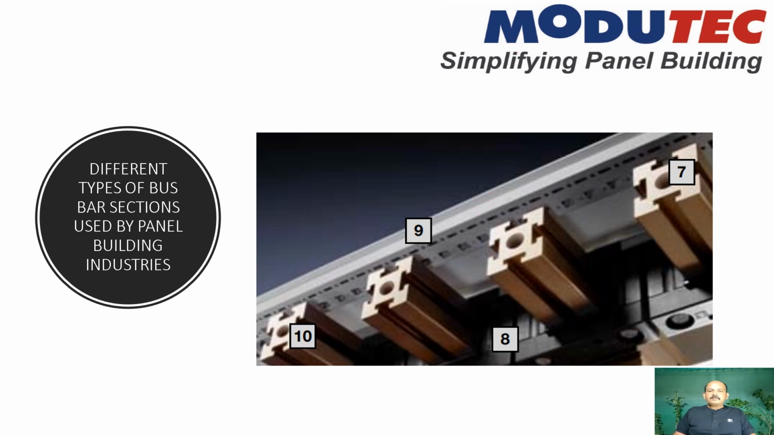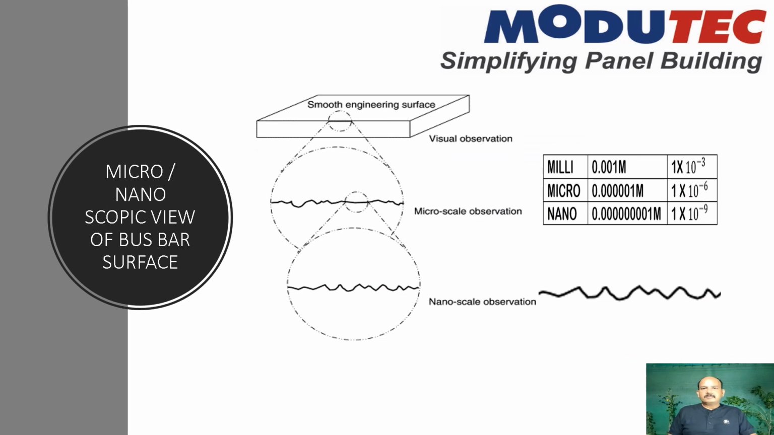Coming to the next: what is important in the busbar surfaces? What do we have to look at here? A busbar may look like it has a smooth finish, but with the naked eye we can't identify whether the surface is flat or whether waviness is there. If you look with a nanoscopic meter, you can identify the busbar surface level, how it is formed, and whether it is a good conductor that we can use in electrical systems.